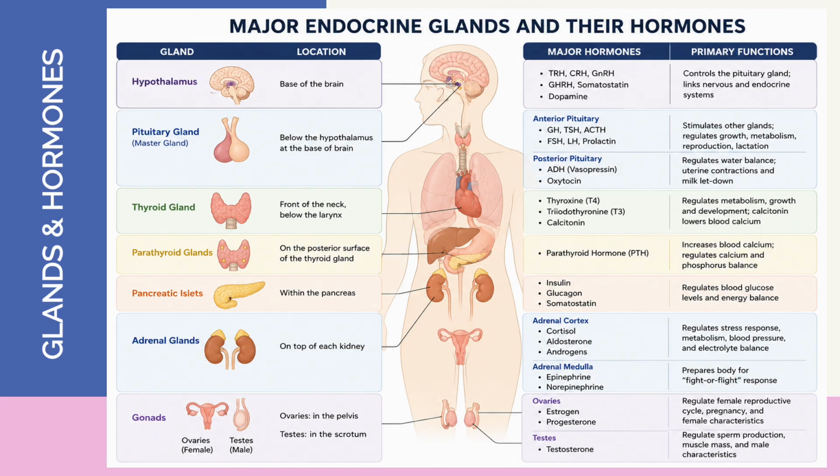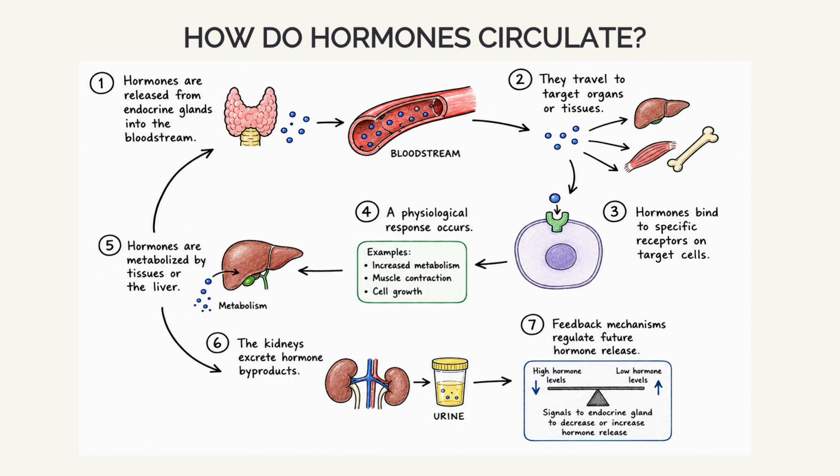And it's extremely important to understand which gland produces which hormone and what it does, because when we start talking about the endocrine disorders in the next lecture, this is going to be very helpful for you to remember. I created this cheat sheet here again. I put the gland, the location, the major hormones, and the primary functions. You can use this to help you remember these glands and hormones.